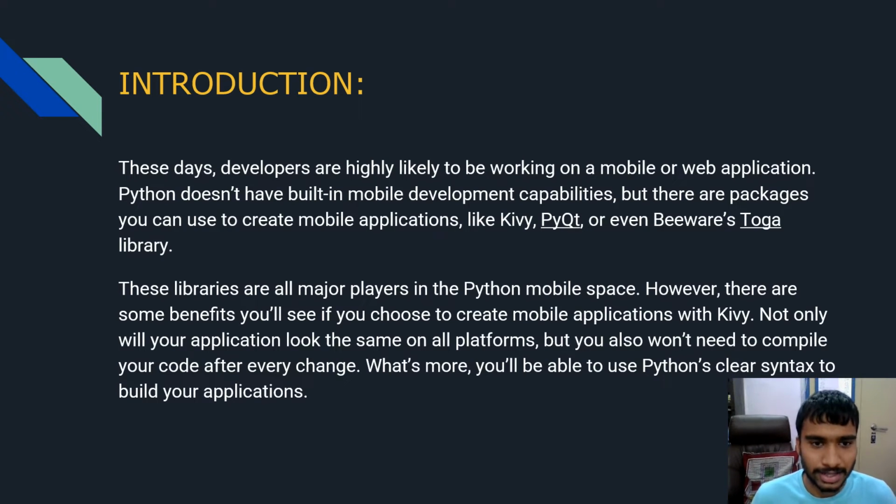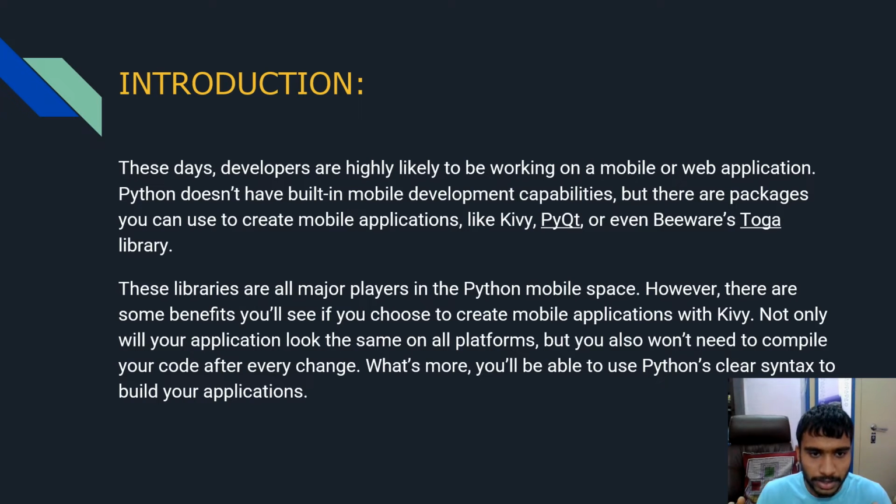Introduction. These days, developers are highly likely to be working on a mobile or web application. Python doesn't have built-in mobile development capabilities, but there are packages you can use to create mobile applications like Kivy, PyQt, or even BeeWare's Toga library. These libraries are all major players in the Python mobile space. However, there are some benefits you will see if you choose to create mobile applications with Kivy. Now we are selecting this Kivy in this presentation. This is one way to create an application using Python.